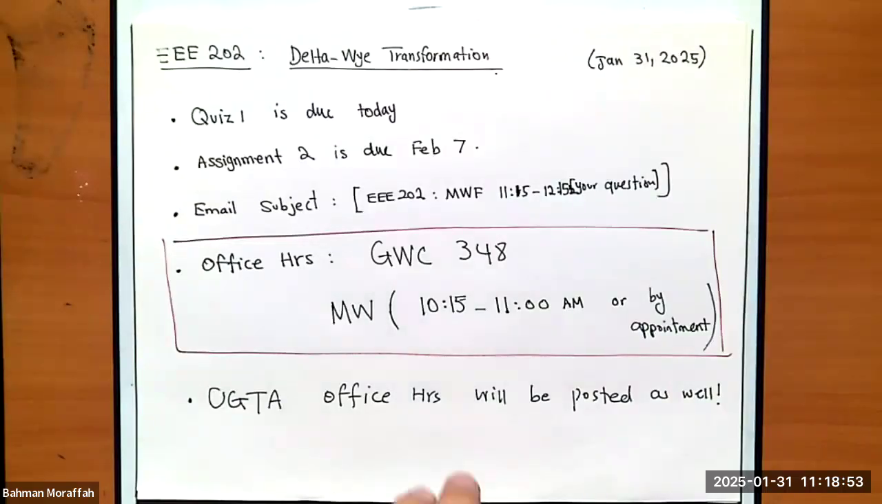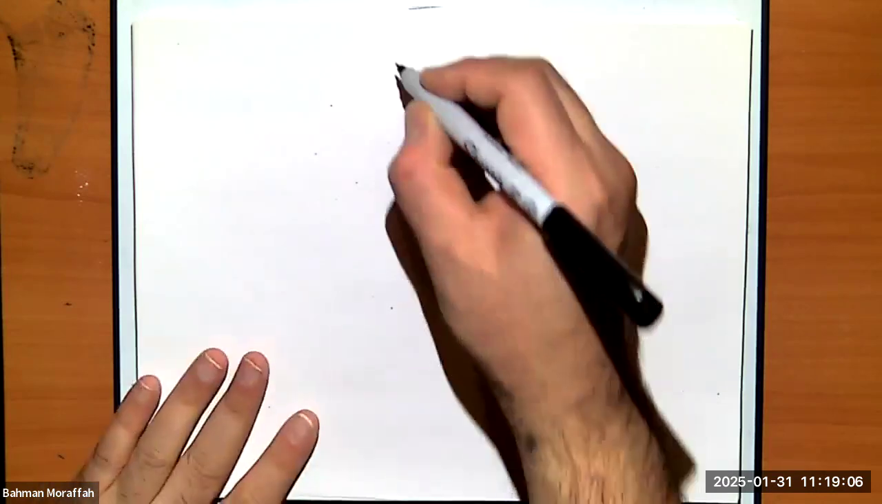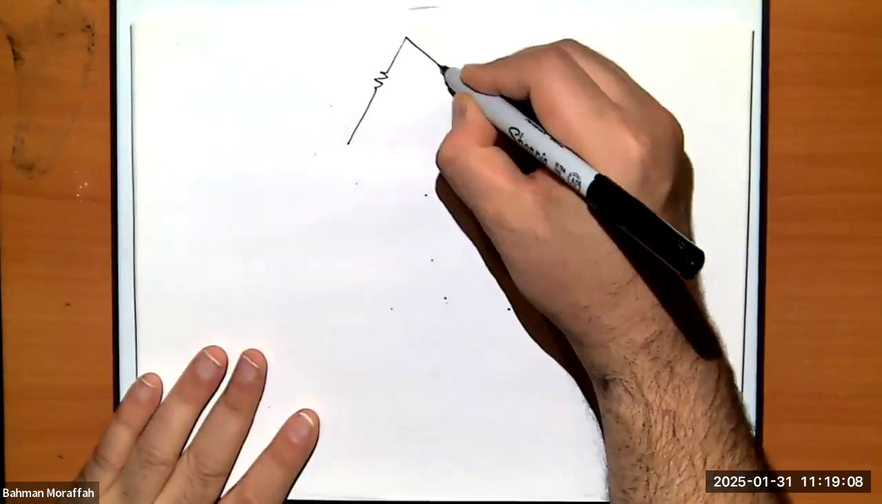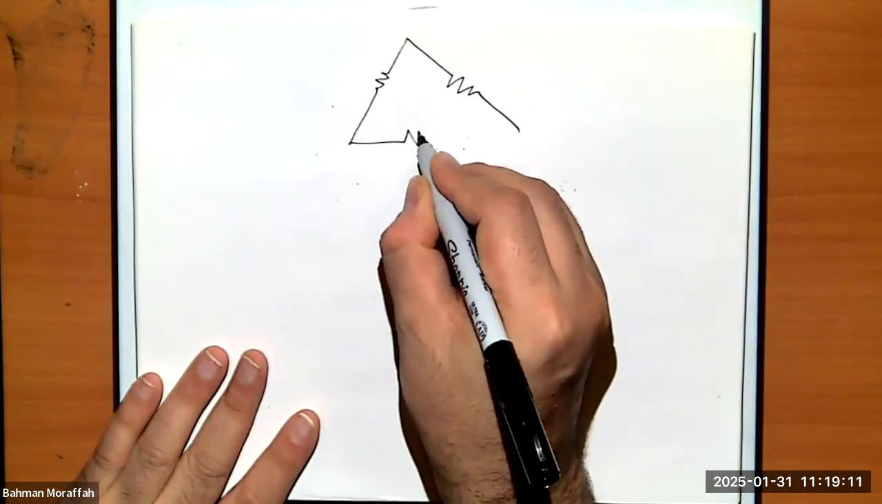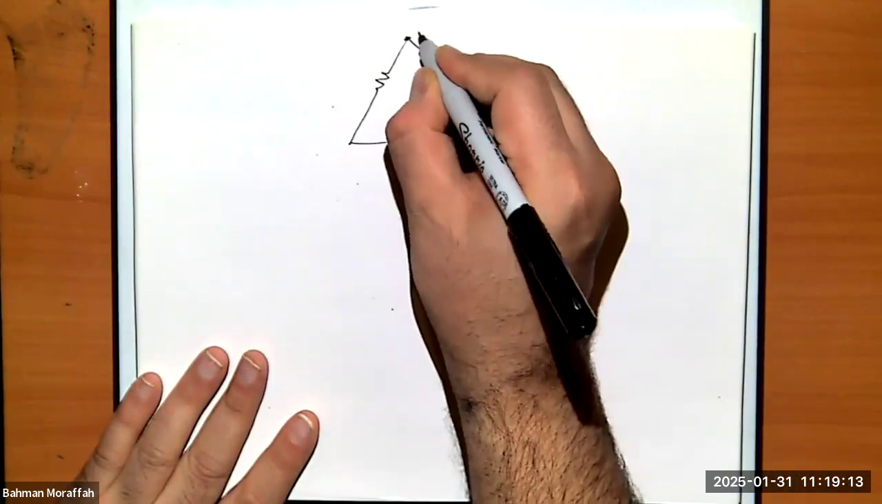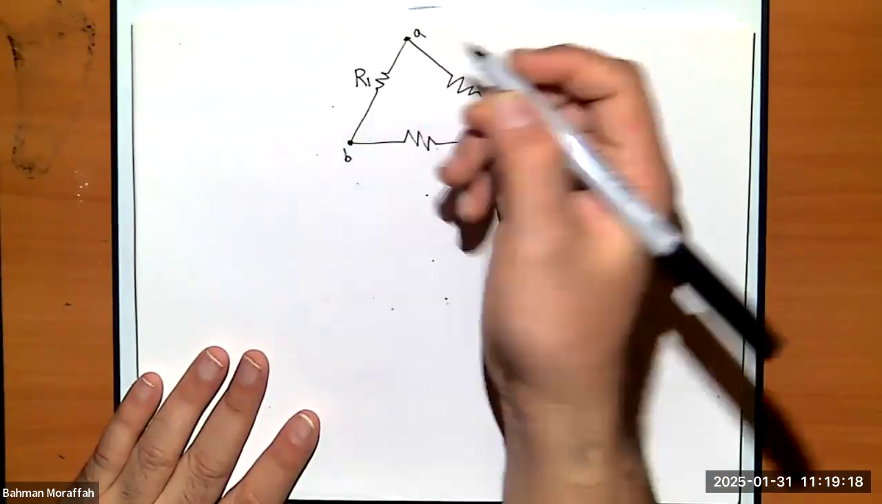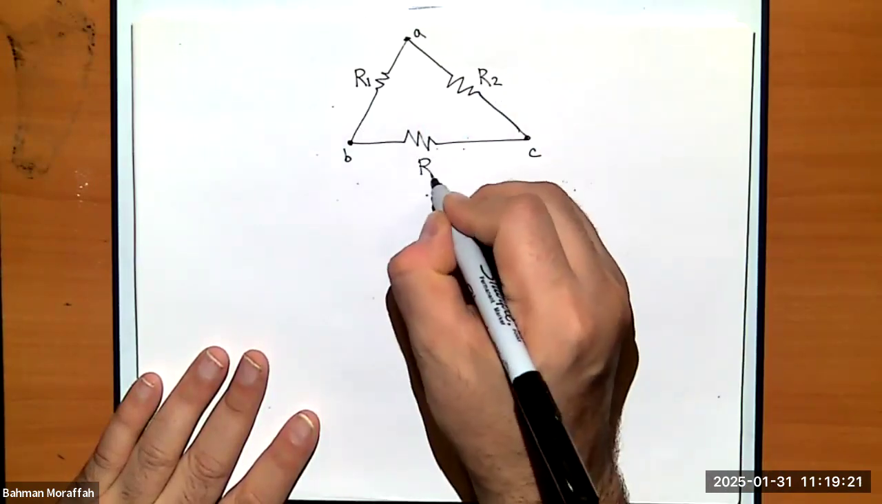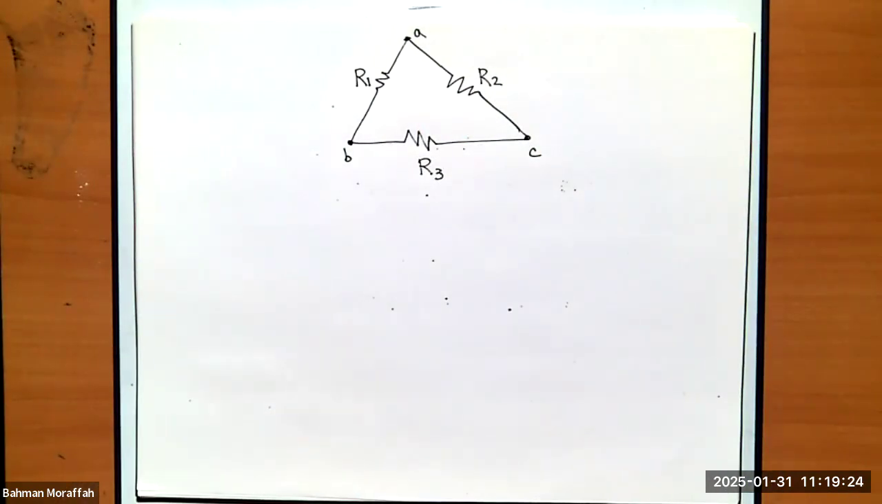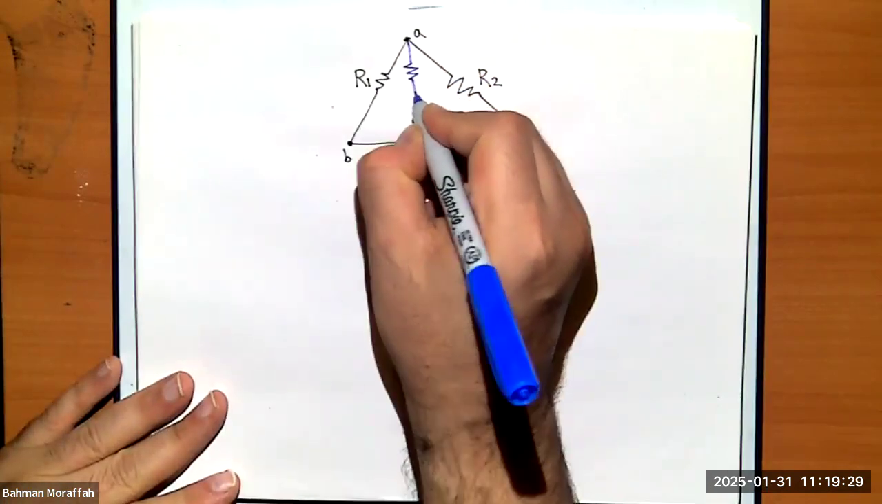All right, so let's start doing Delta-Wye transformation. But before doing that, let's have a quick review of what Delta-Wye transformation was, right? Basically, we said if we have a circuit that looks like a delta, let's call it A, B, and C, and this is R1, let's just say this is R2, and this is R3. We can always replace this circuit by a circuit that looks like an upside down Y.